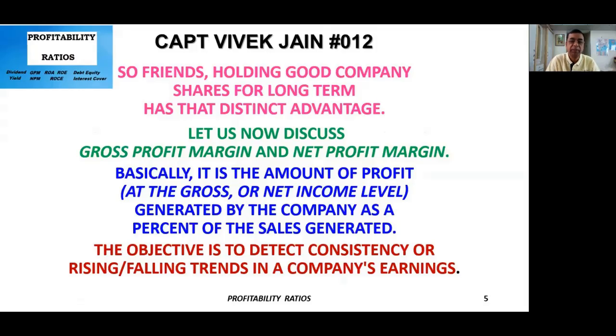Let us now discuss gross profit margin and net profit margin. Basically, it is the amount of profit at the gross level or maybe at the net income level, as the case may be, generated by the company as a percent of the sales generated. The objective is to detect consistency or rising or falling trends in a company's earnings. If the sale is 1000 crores and if the company earns 100 crores at the gross profit level, then it works out to 10%. And if that 100 crores becomes, let's say, 60 crores after removing all the mandatory expenses, then the net profit becomes 60 crores, which works out to 6%.